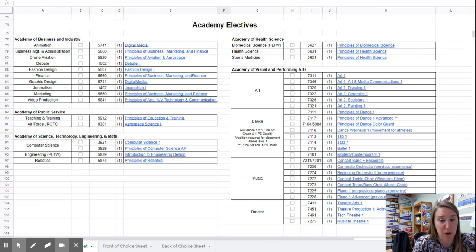Journalism. If you want to work for our newspaper or your book, this is going to be your course. Whether you want to be a writer, a photographer, or work with layout and design, you're going to take Journalism 1. And the last in that section is Principles of Arts, AV, Technology, and Communication. This is our film class.